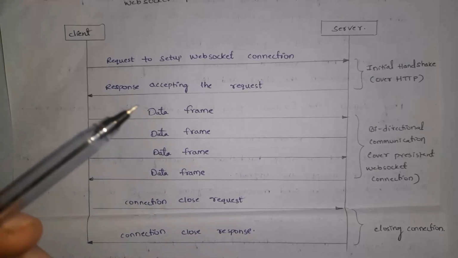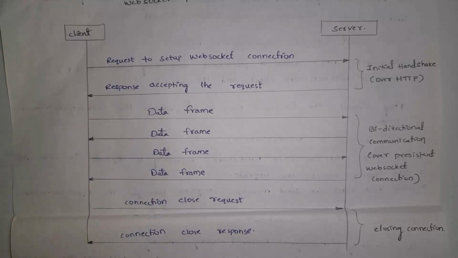Once all frames are successfully transferred to the server, the client can close the connection. So the client will send a close request. If the server accepts the close request, the connection will be closed. This is the diagram of the WebSocket protocol.